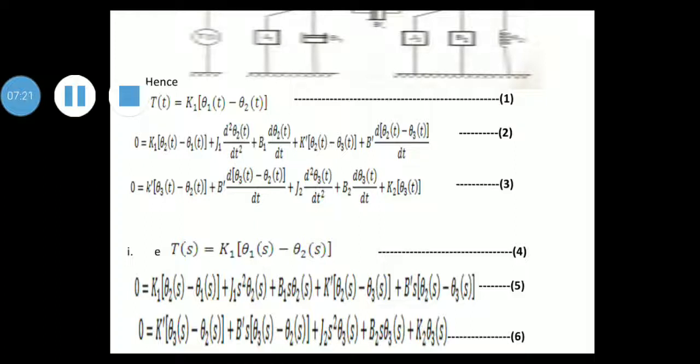Next we'll take equation 3 and write it in s form. 0 equal to K dash theta 3 of s minus theta 2 of s plus B dash s theta 3 of s minus theta 2 of s plus J2 s square theta 3 of s plus B2 s theta 3 of s plus K2 theta 3 of s. This will be equation 6.